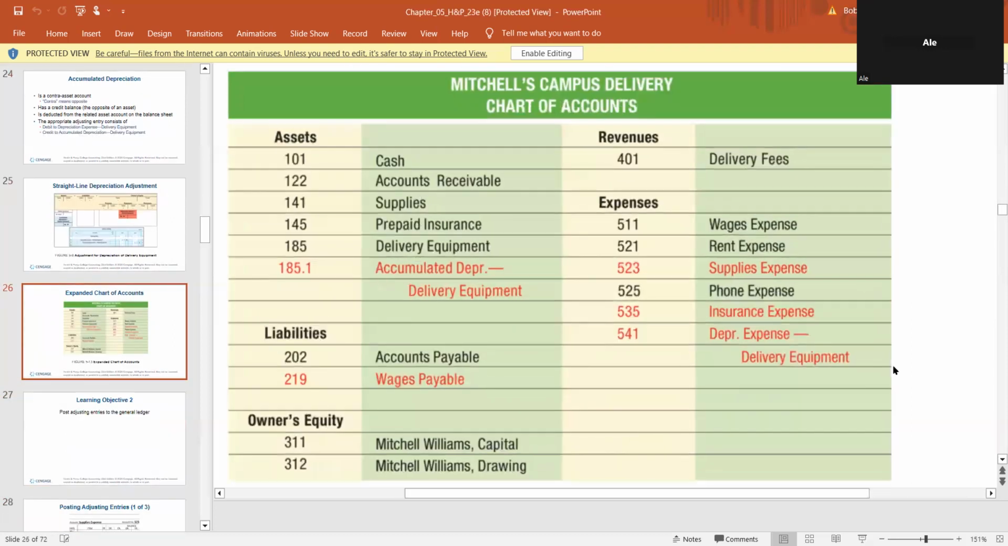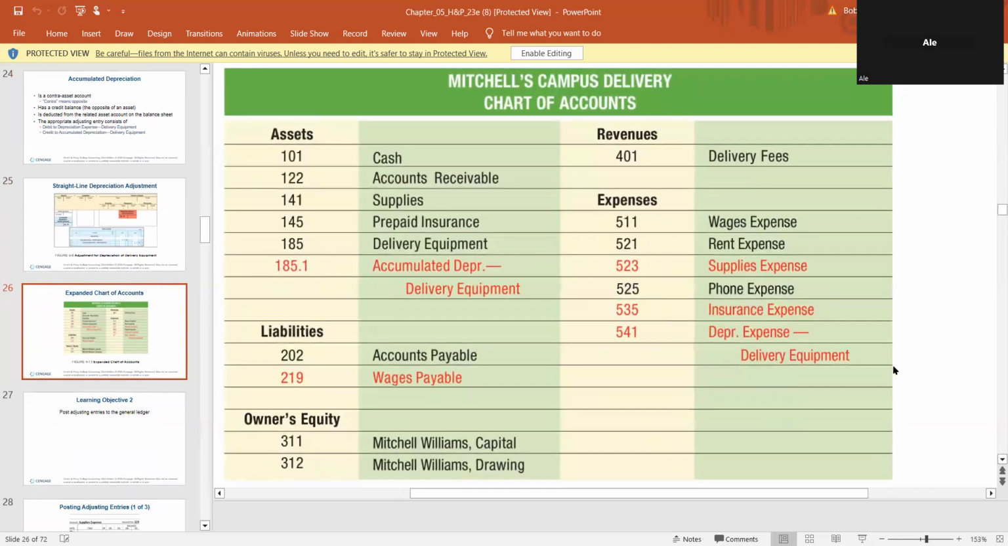And they're just showing us an expanded chart of accounts. In this chapter here, we picked up some new things, didn't we? Accumulated depreciation, delivery equipment. You notice over here, Ellie, you got the assets. They all begin with 1, which is very normal. 101, 102. Notice, though, when you get to accumulated depreciation, they put a dot 185.1. That typically means that it's a contra account.